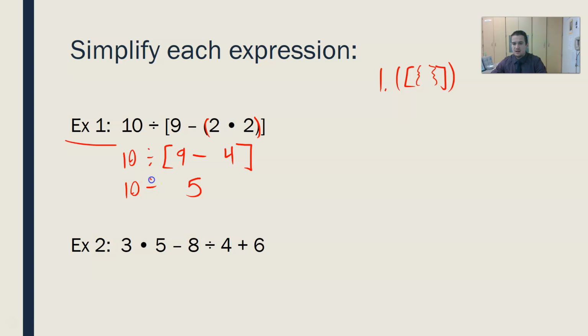I still have some grouping symbols, so I'm going to take 9 minus 4, which is 5. And then I have 10 divided by 5. Well, I don't have any more grouping symbols, so my next step would be doing multiplication and division from left to right. I have 10 divided by 5, which is 2. Done. That's my final answer, 2.